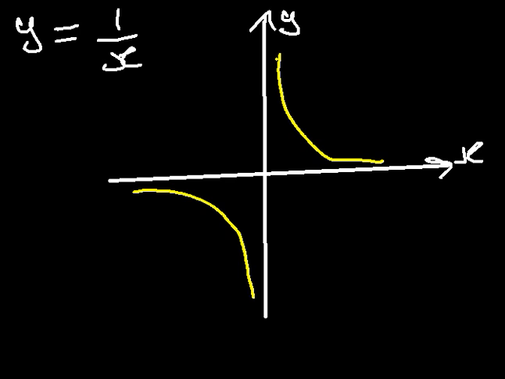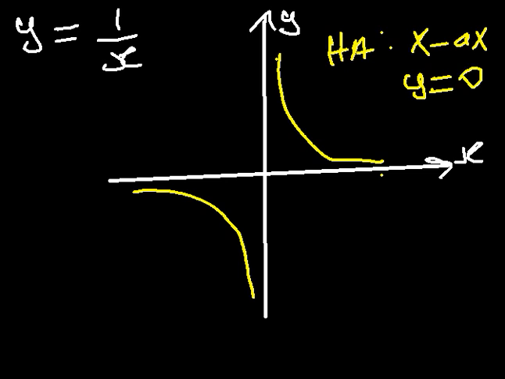In this case, this is the horizontal asymptote, which is given as the x-axis, or we call it y is equal to 0. The horizontal asymptote is given as the x-axis, which is the same as calling it y is equal to 0.